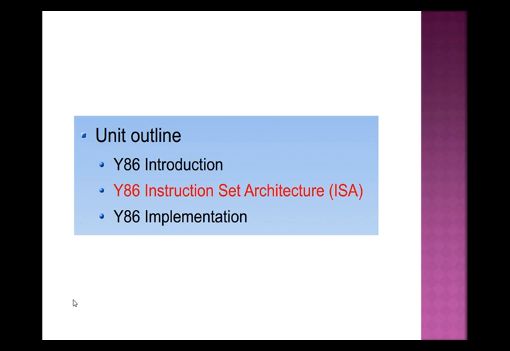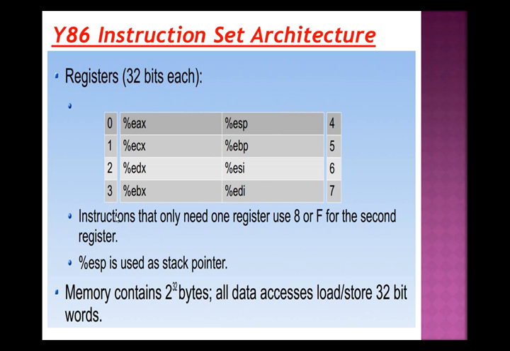Next is Y86 ISA. Till now we have covered the Y86 introduction. Now the next topic is Y86 ISA. These are the 32-bit registers. There are 8 registers, numbered from 0 to 7, and each register is of 32 bits.